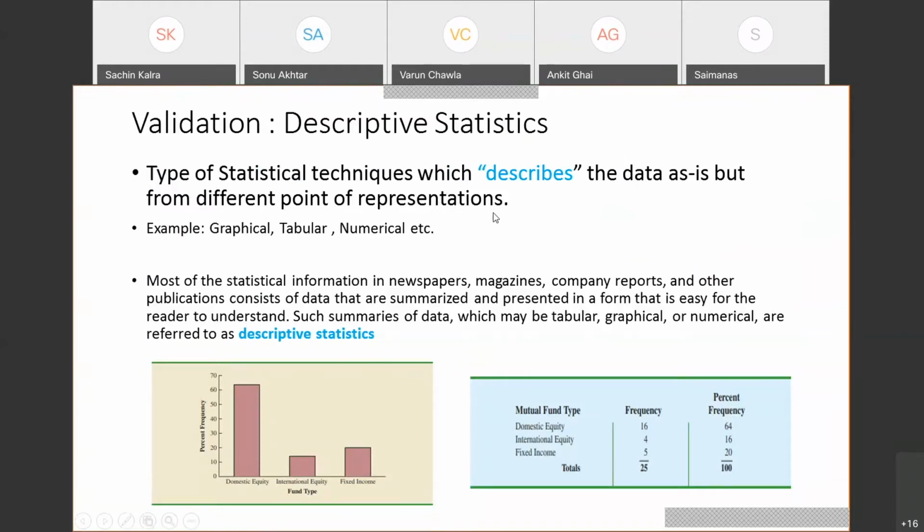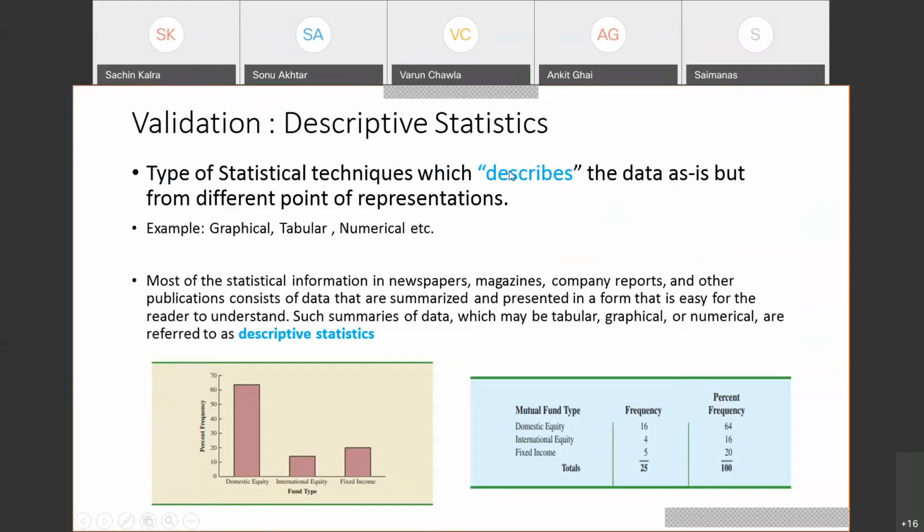So whenever we start exploratory data analysis, we start from descriptive statistics only. We do not jump to inferential statistics, because inferential statistics is the realm where we make calculated guesses. Now, in descriptive statistics, we have various techniques. We have graphical, tabular, numerical, etc. Now, where have you seen descriptive statistics? I want to tell you.